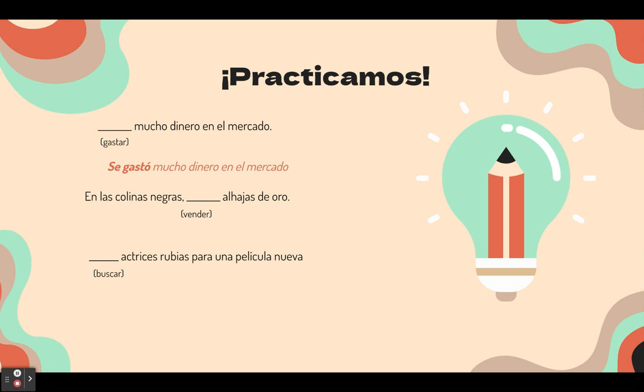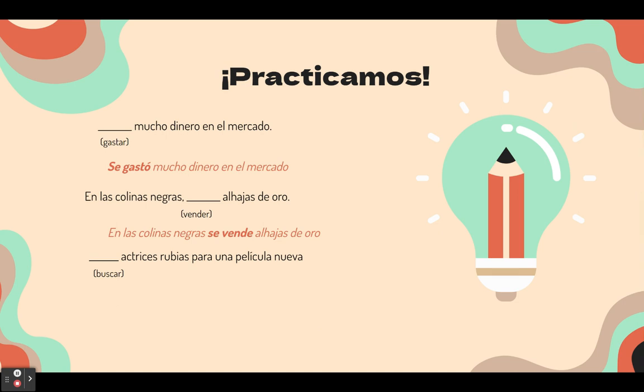So "se gastó." And then that other one, like I figured to make another generalization, the verb is vender, to sell. So "en las colinas negras, alhajas de oro." Now, alhajas de oro, there's a couple different translations, but fun vocabulary fact of the day, that can also be used to describe jewelry. So, in this case, it'd be "en las colinas negras se vende alhajas de oro." Again, we're not referring to a specific person or a business or a particular jeweler. We're just talking about the general thing. In the Black Hills, they sell gold jewelry.